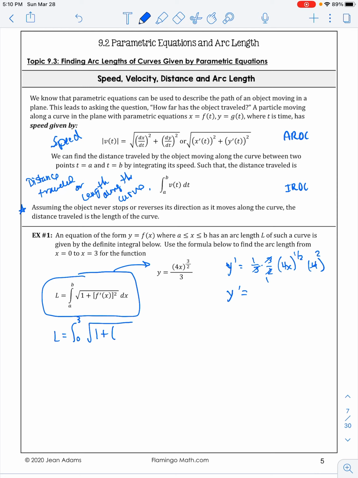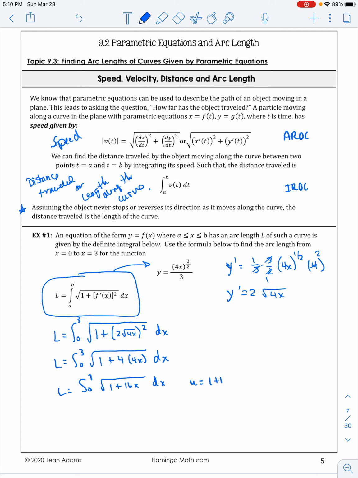And now we just have to divide by 3, divide by 3, divide by 2, divide by 2. And so this is going to end up being 2 times the square root of 4x. So this is going to be 2 times the square root of 4x squared dx. And so now we just need to start simplifying. So the integral from 0 to 3, square root of 1 plus 4 times 4x dx, integral from 0 to 3, square root of 1 plus 16x dx.